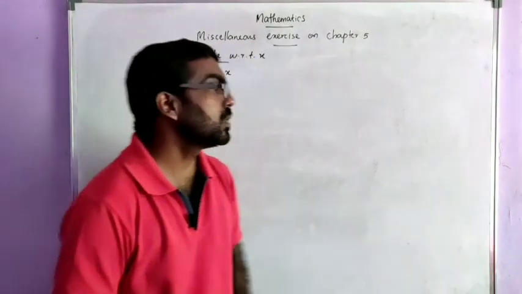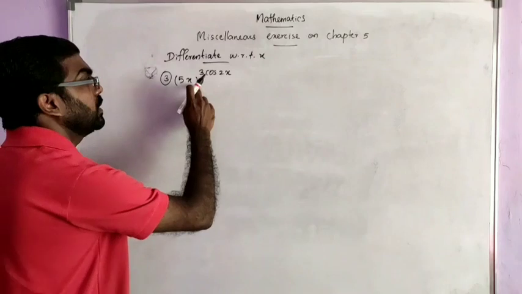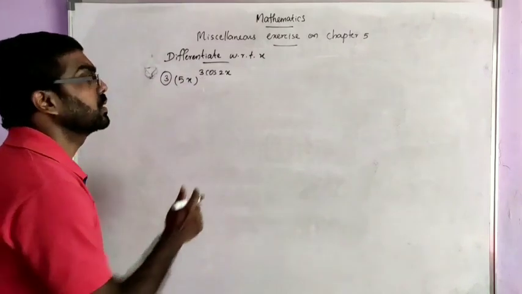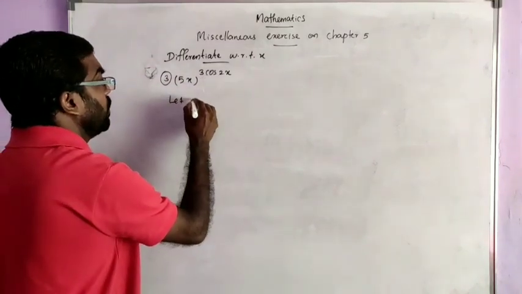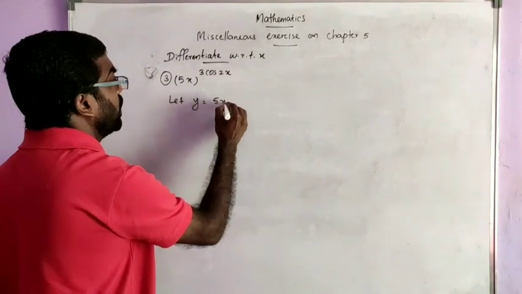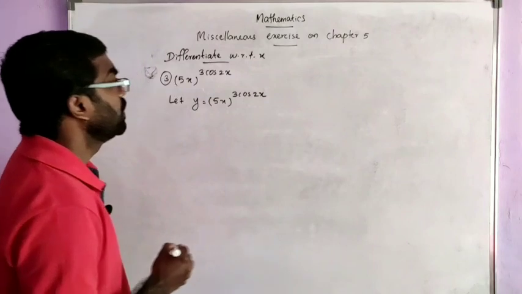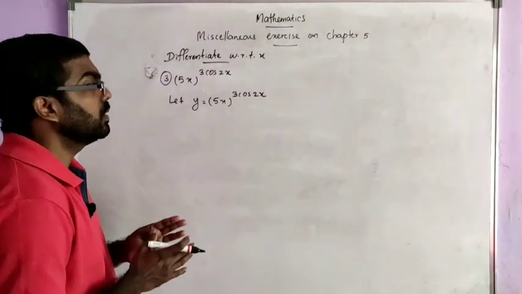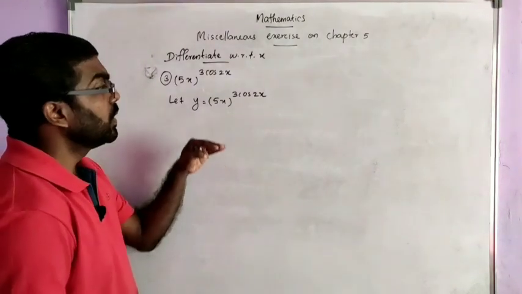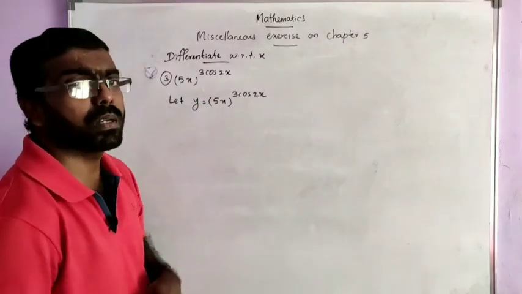Now we move on to the third question. (5x)^(3 cos 2x). So let y equal (5x)^(3 cos 2x). Okay, so in this question it's in the form of a function raised to another function.